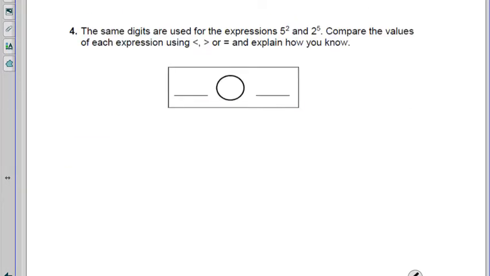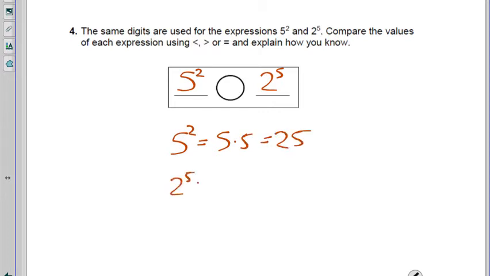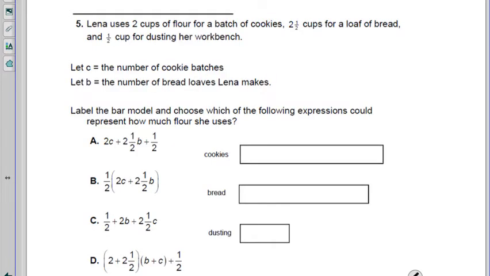Okay, in this we are going to compare 5 to the second power to 2 to the fifth power. And to compare them, I'm just going to put them in standard form. So 5 to the second power is 5 times 5, which is 25. 2 to the fifth power is 2 times 2 times 2 times 2 times 2, which is 32. So 32 obviously is greater, so that's how they compare.